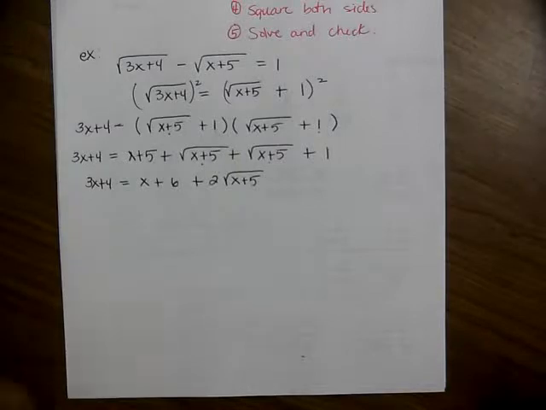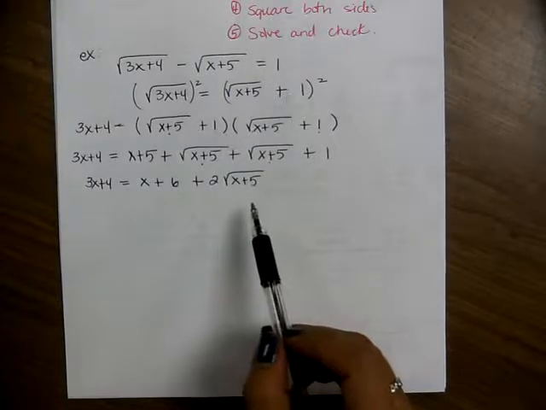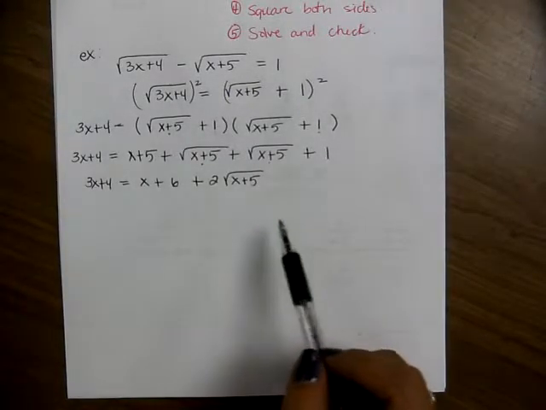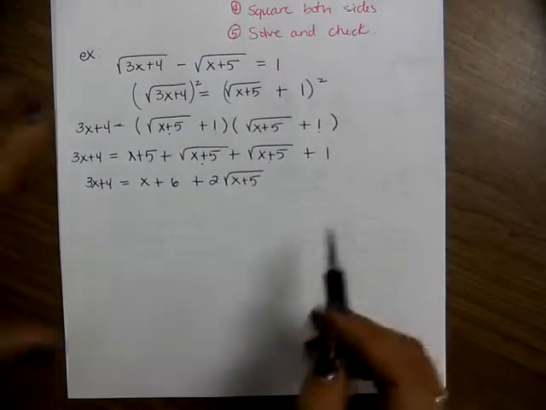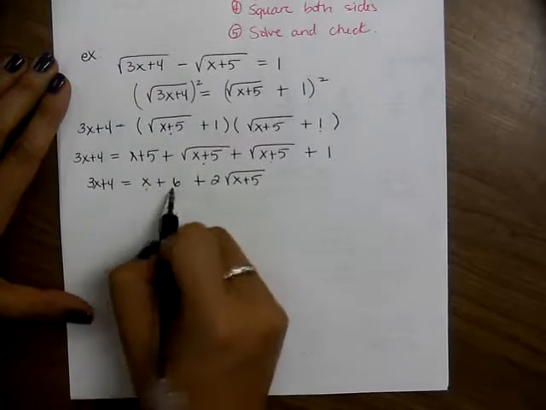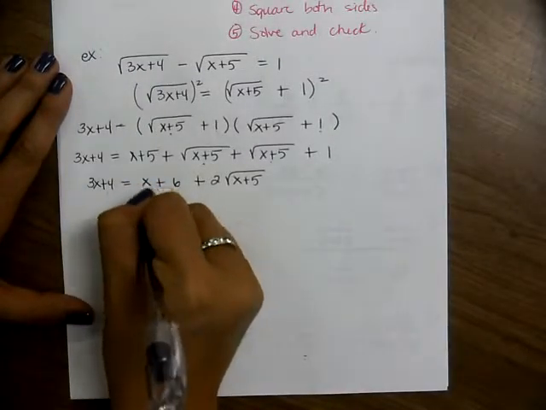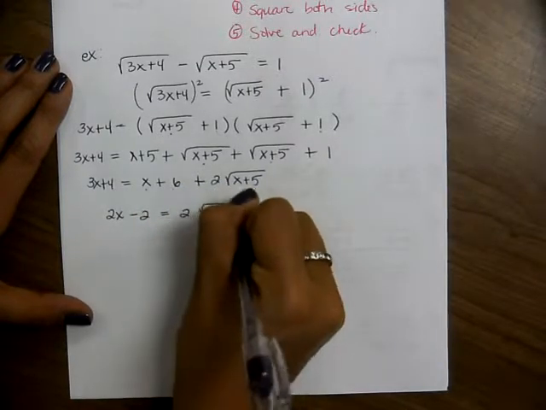Okay, so now I'm going to move over. See, now I'm on to step 3. So notice I don't have this radical gone. I have to deal with that, and I'm really back where I started, right? In the last example where I only have one radical, I have to isolate it, and then I have to square both sides. So I'm going to move over this x, and I'm going to move over this 6. I get 2x minus 2 equals 2 root x plus 5.